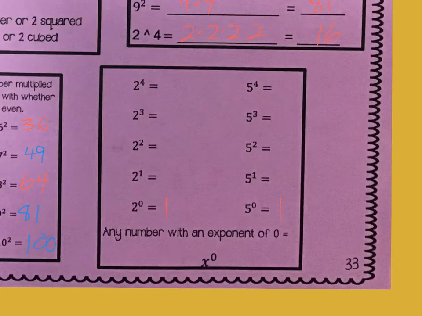So I'm going to do a couple, and then we'll turn you loose on a few of your own. So let's do 2 to the 4th power. We already did 2 to the 4th power right here, so we know what that looks like. So we know that the answer to that one is 16.